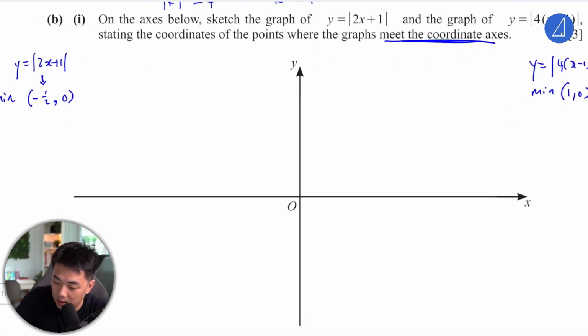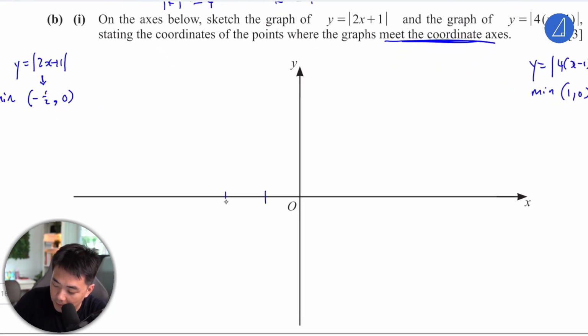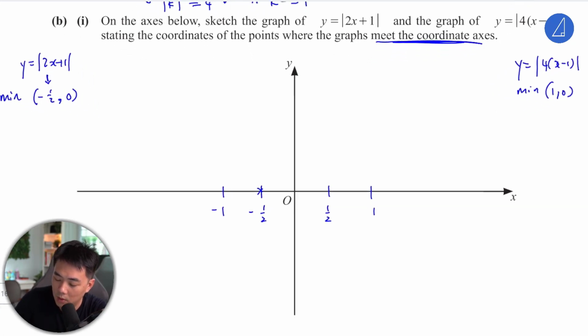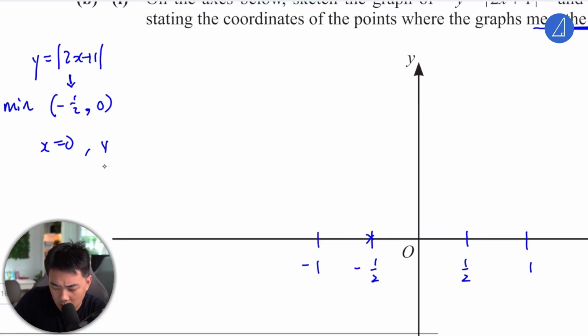You just take a ruler and measure this out. I'm just going to measure it roughly. I know that this is minus half, then this will be half and 1, and this is minus 1. So when x is 0, this graph gives us y, just substitute 0 in, so 2 times 0 is 0, so obviously this is 1. I'm going to just put a 1 here.